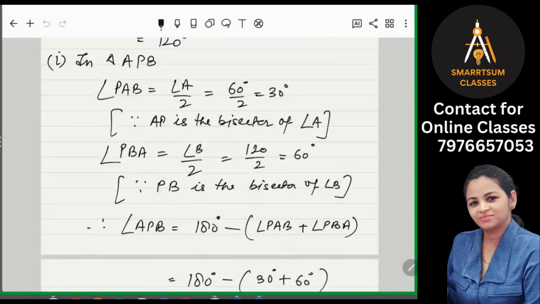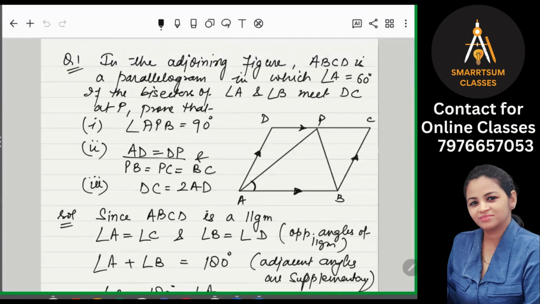Now, third part of the question. Now look at here. In the third part, you have to prove that DC is equal to twice of AD, right? Means this DC is equal to twice of AD of this, right? So what do you have to do here? Now, what is DC? DC is DP plus PC, right?